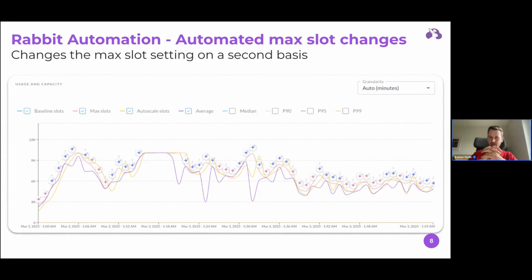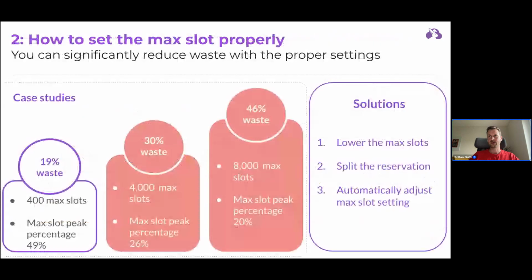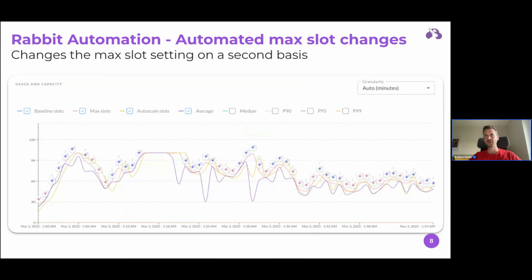And also it can happen that you have ad hoc usage, you release new pipelines and so on. And in this case, we are also monitoring the real-time usage. And if we see that the utilization is high, then we are automatically raising the max slot as well. So this is something that you can think about: lowering the max slot, split the reservation, and automatically adjust it, even with your own logic. Or if you want to go further, you can think about our feature here.